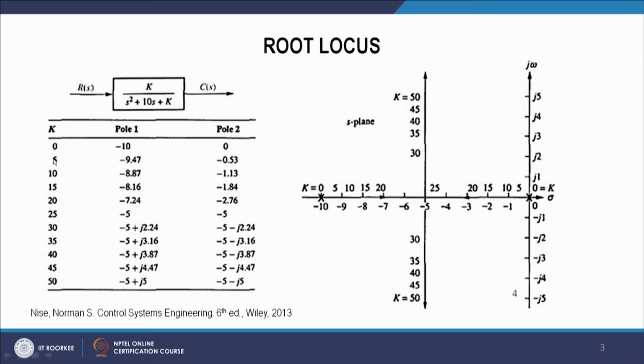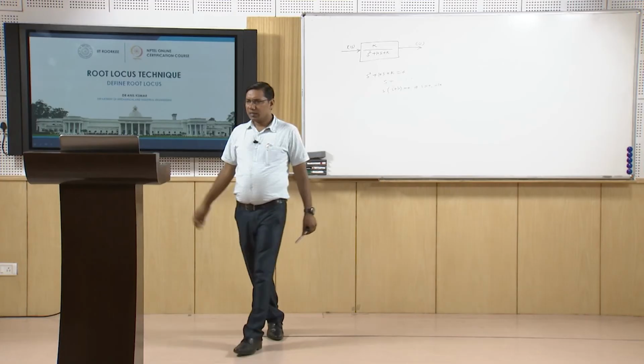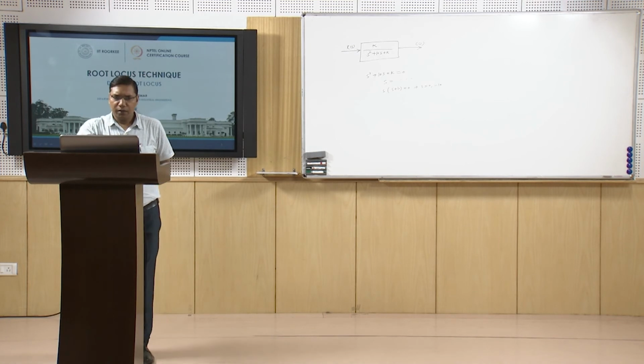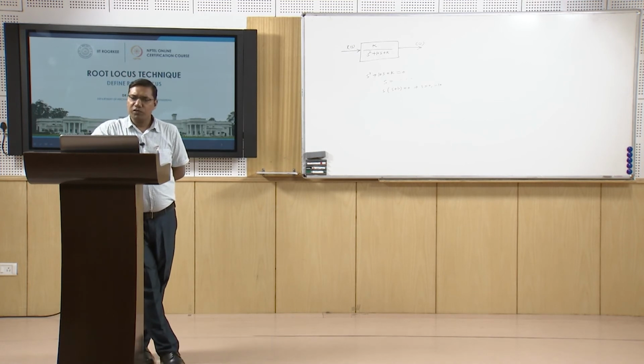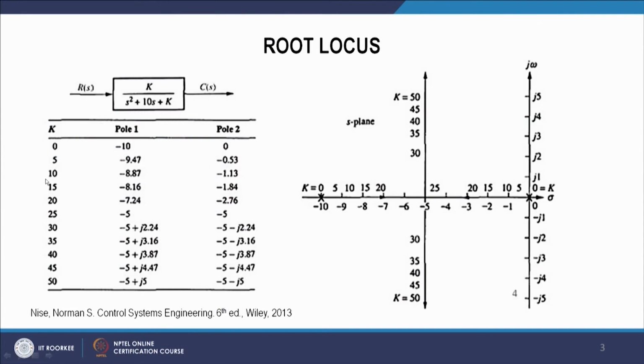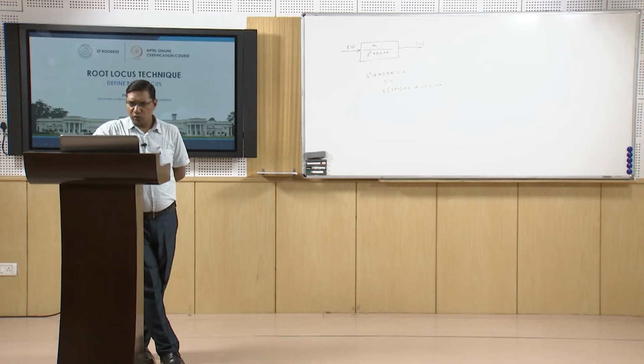Similarly, if we put k equal to 5 here, again we will get some poles, that is, we get minus 9.47 and minus 0.53. Then if we put k equal to 10, we get minus 8.87 and minus 1.13. Similarly, we are varying this k from 0 with 5 increments: 5, 10, 15, 20, 25, 30, 35, 40, 45, 50. And we are going to get the two poles of the system for this varying k.